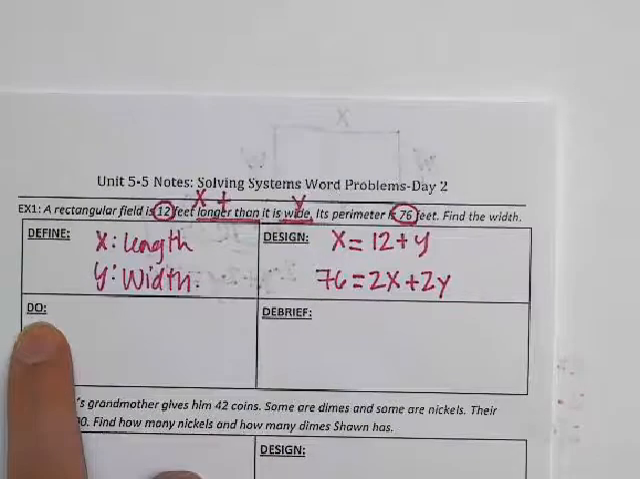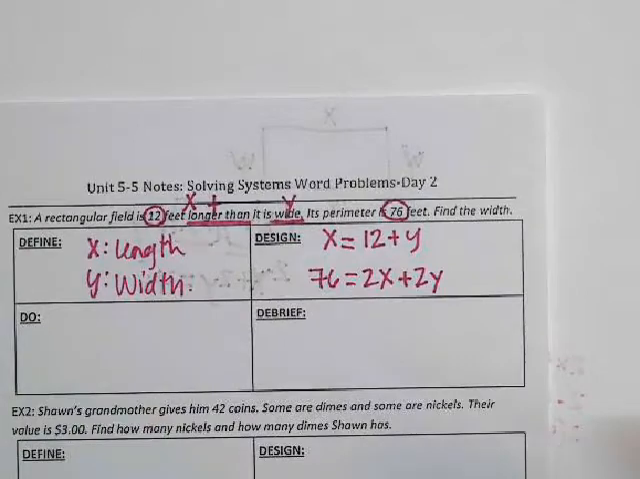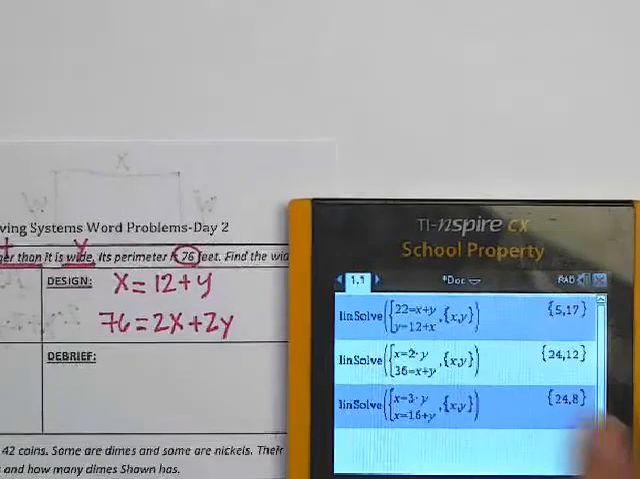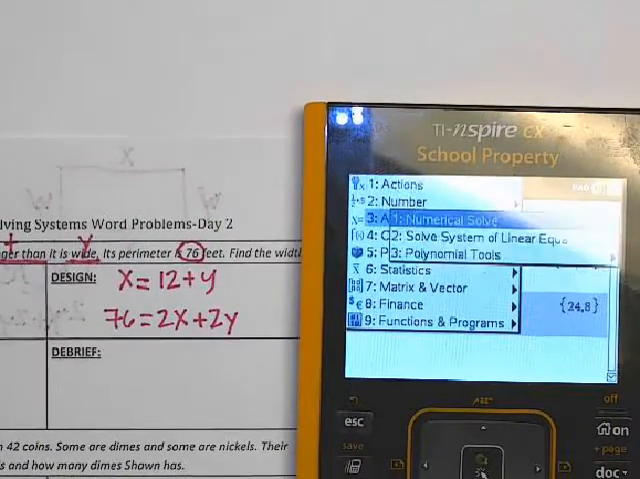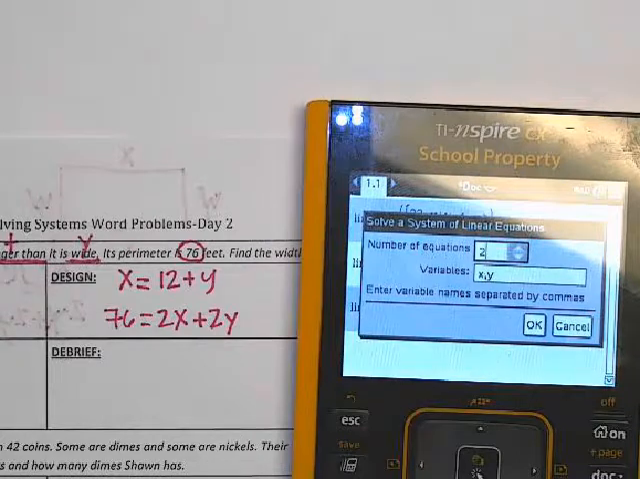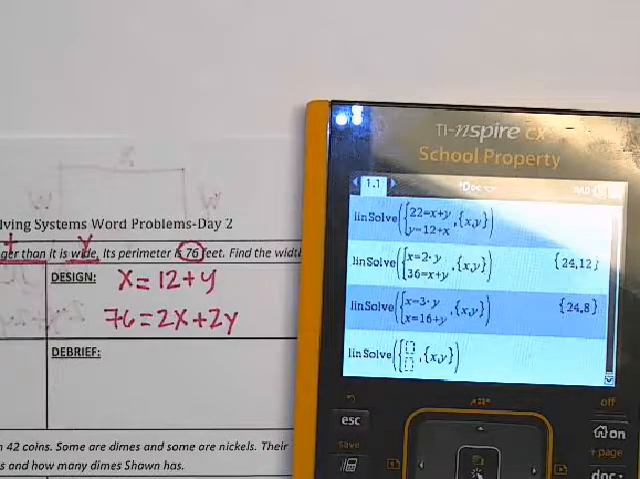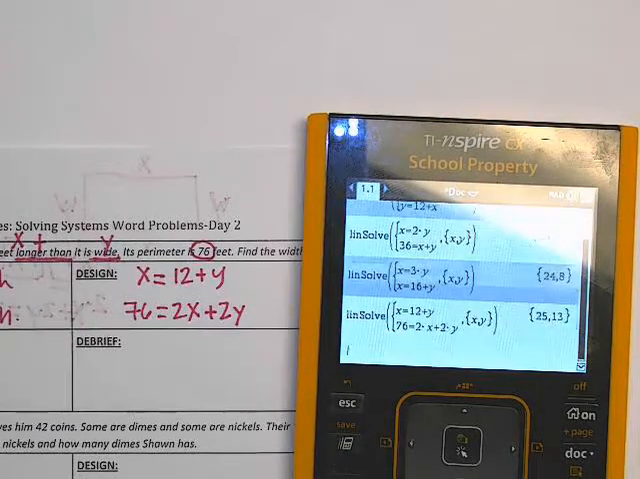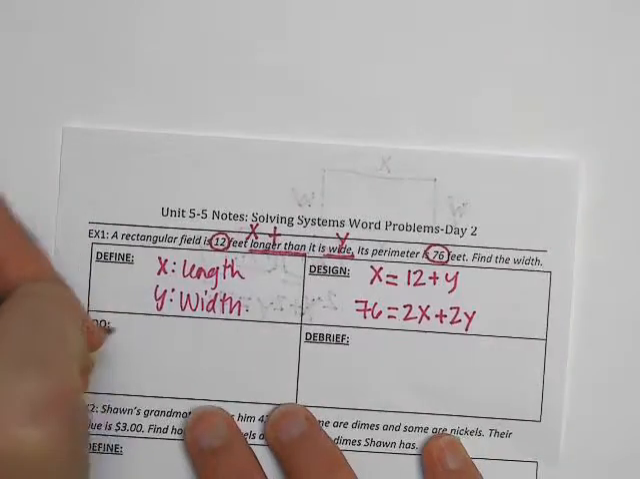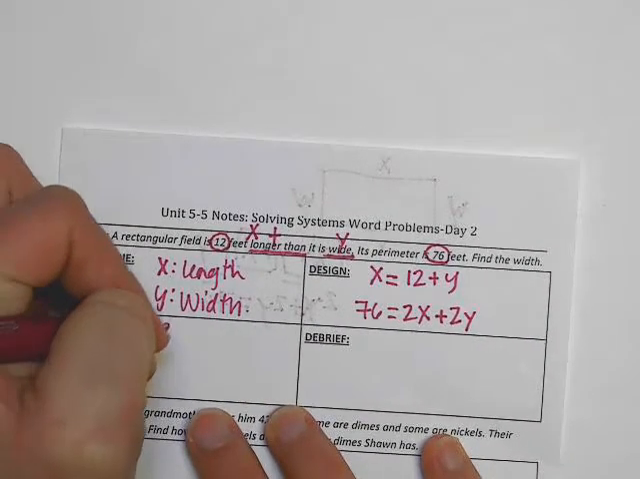Okay, what's step 3? Do. Calculator. Put it in the calculator. Go find that x and that y. So here we go. Everybody should still be in their calculator. We're going to do algebra and systems, 2 equations, x and y. Then I put in the equations. And we get 25, 13. Good job, Laura. 25 and 13.